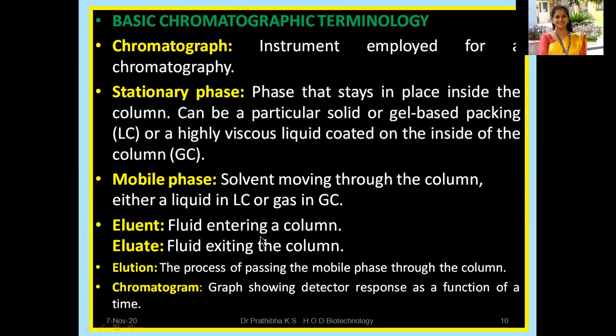Eluent, fluid entering a column. Eluate, fluid exiting the column. Elution, the process of passing the mobile phase through the column. Chromatogram, graph showing detector response as a function of time. Hope you are making notes in your notebook. If I'm going very quick, kindly pause this video, take a screenshot and make your own notes.